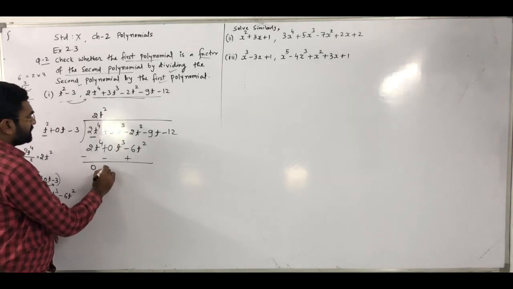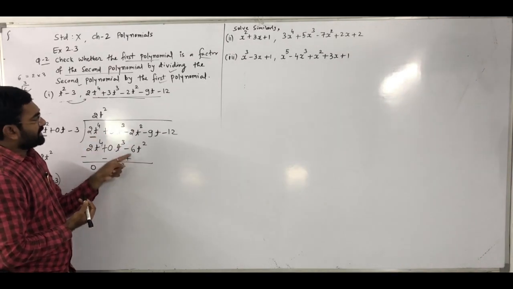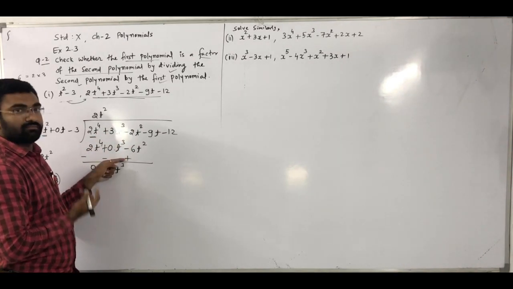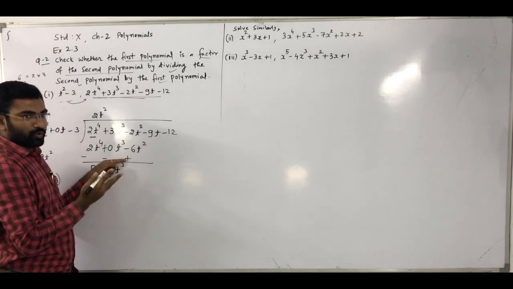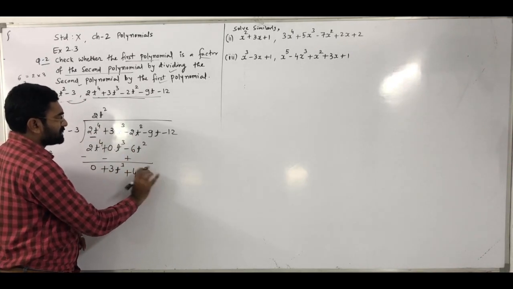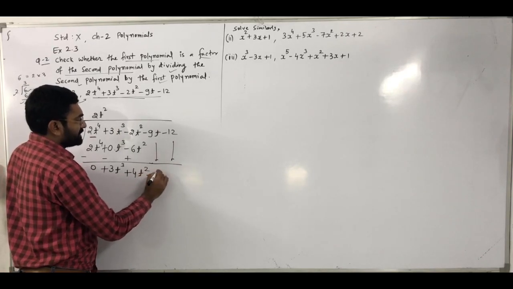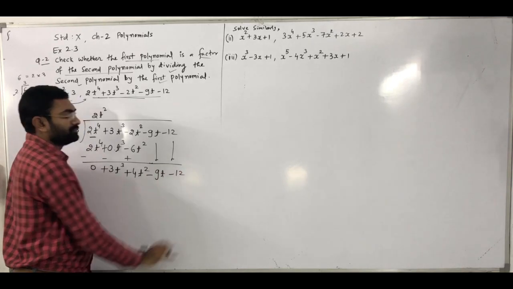So the next term is 3t cube, which we write here. Now minus 2t square plus 6t square: minus plus minus. 6 minus 2 is 4, but we consider the sign of the bigger number, so we get plus 4t square. The remaining two terms we write as they are, so minus 9t minus 12.